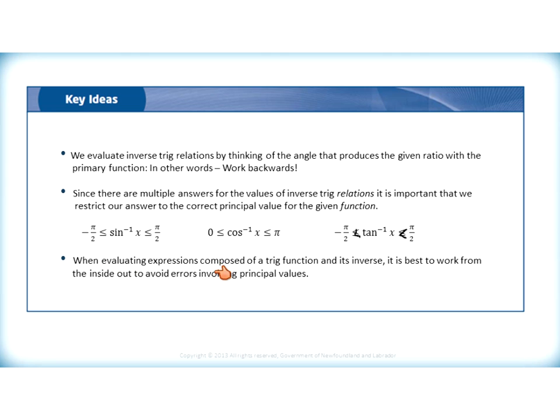And it says, when evaluating expressions composed of a trig function and its inverse, it's best to work from the inside out to avoid errors involving principal values. If, however, the inverse is on the inside, you can skip right to canceling out those two functions and taking the argument as your final answer. All right, so I hope that's helpful.